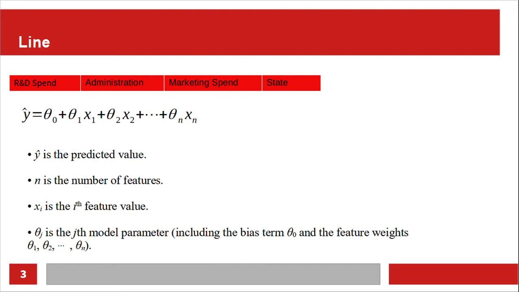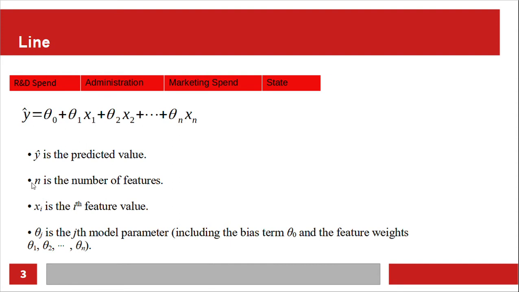So now let's see the general equation of multiple linear regression: theta 0 plus theta 1 x1, in this case as an example research and development, plus theta 2 x2 administration, and plus theta 4 x4 state. Here y hat is the predicted value. With this equation, you will try to predict the profit.